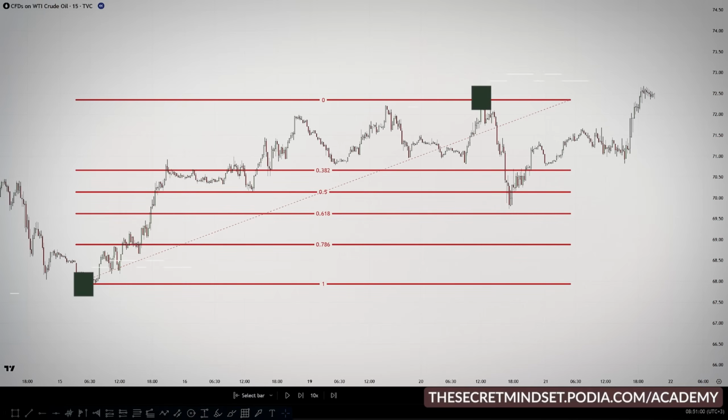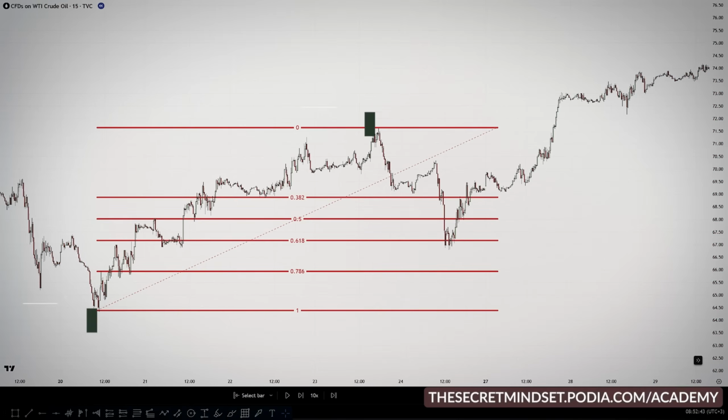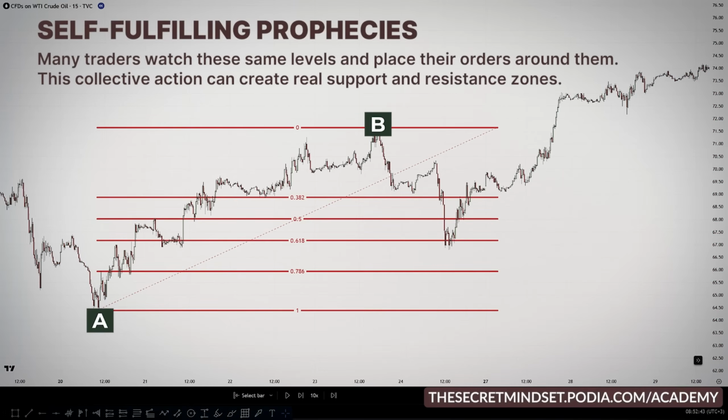Now, it's worth noting that these Fibonacci levels don't act as exact support or resistance points. Instead, they help you find areas where price might react. So think of them as zones rather than precise lines. Remember, Fibonacci levels often become self-fulfilling prophecies in the market. Many traders watch these same levels. This collective action can create real support and resistance zones.